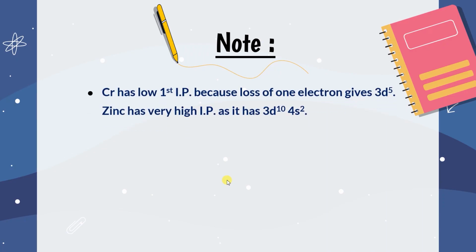Now note, chromium has low first ionization potential because loss of 1 electron gives 3d5, and zinc has very high ionization potential as it has 3d10 4s2. It is completely filled, so it won't release the electron easily, and that's why it has very high IP. And chromium is 4s1 3d5, isn't it? If it loses 1 electron, it gets the half-filled stability, so chromium will lose the first electron very easily, and that's why chromium will have the least first ionization enthalpy.